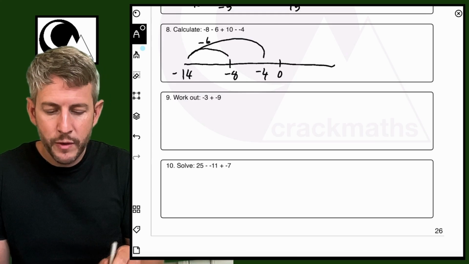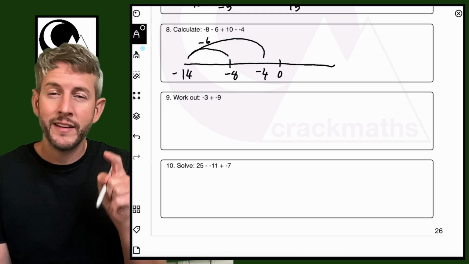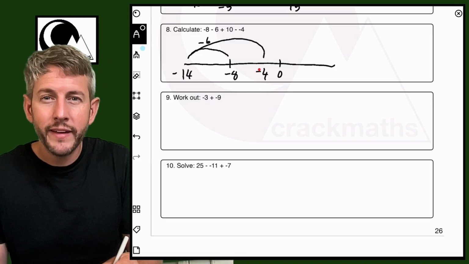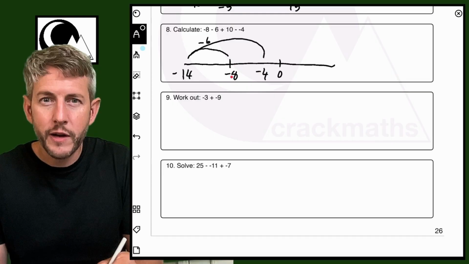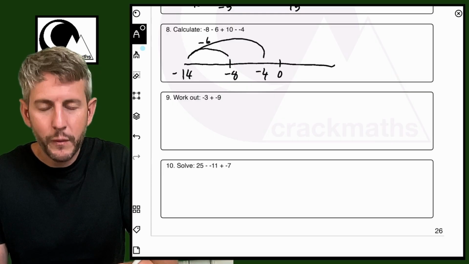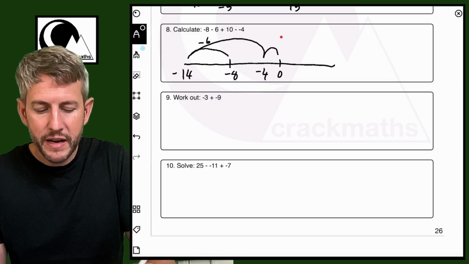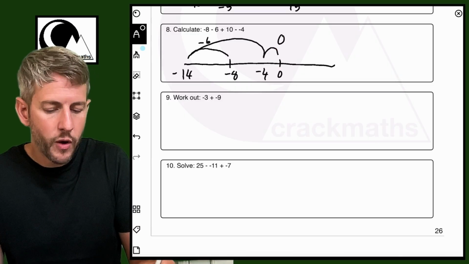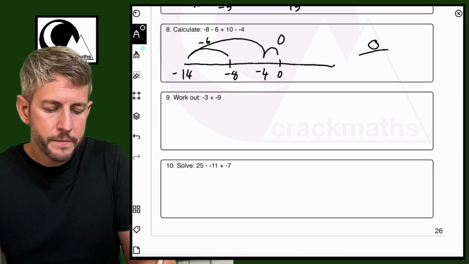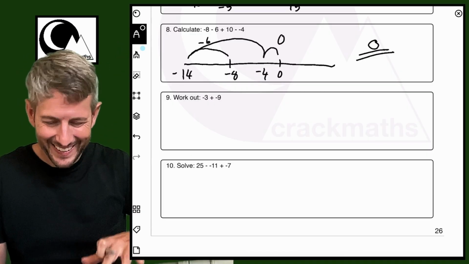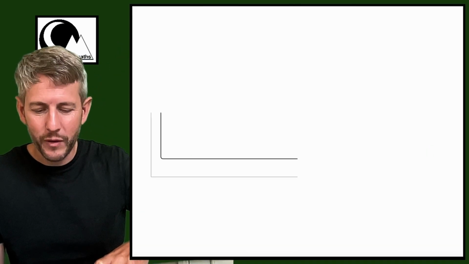Then what we've got left here is take away -4. So this is interesting. If we were taking away regular 4, we'd go down. But we're taking away -4, so we go up. And that brings us back to 0. So our answer for this question is 0. Okay, let's continue to go on.